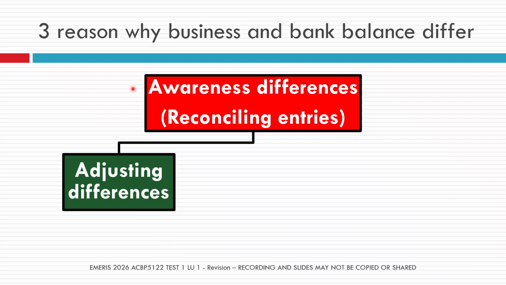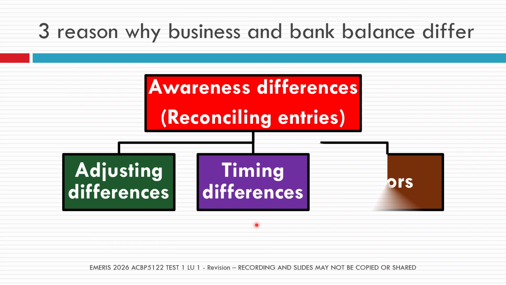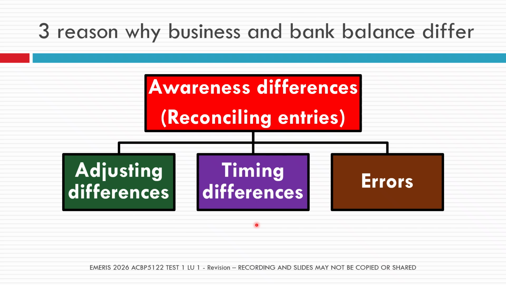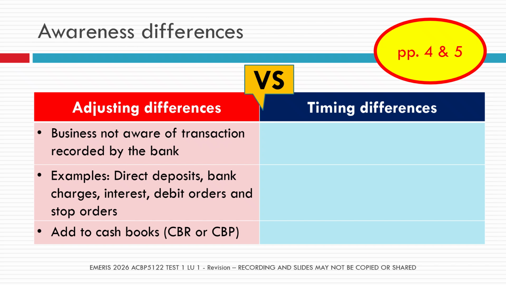We divide these reconciling differences into three types of differences. The first are the so-called adjusting differences. Then we have timing differences. And lastly, there can be errors either made by the bank or by the business. And as I said earlier, if you want to look it up in your textbook, this is pages 4 and 5 of your textbook. Now let's begin by talking a little bit more about adjusting differences.